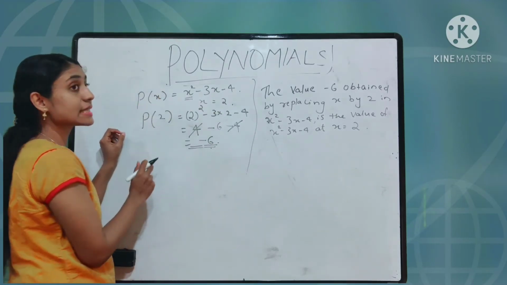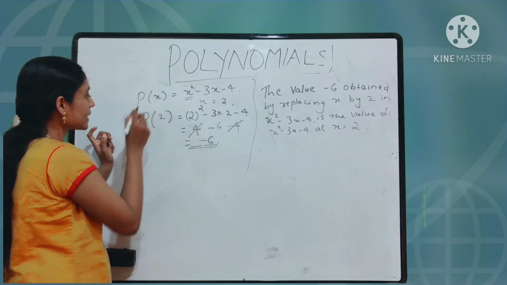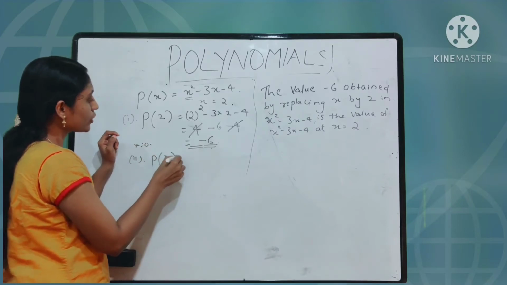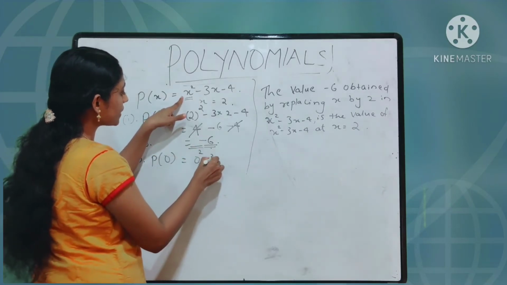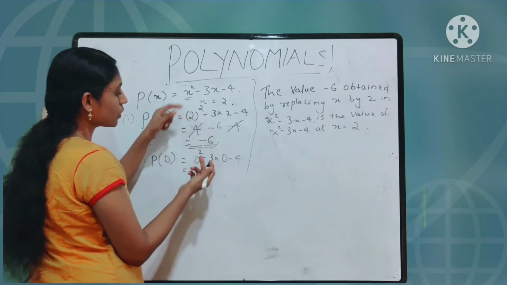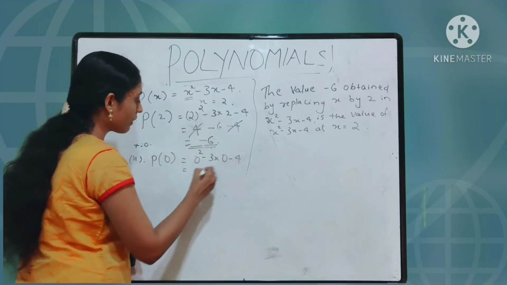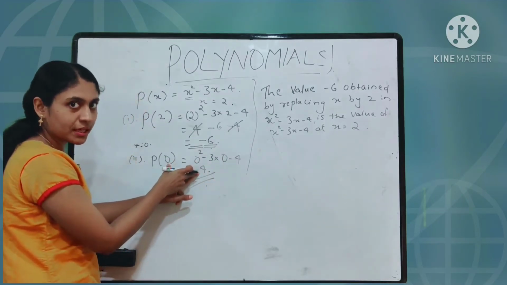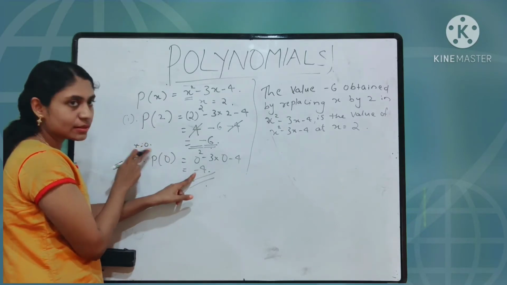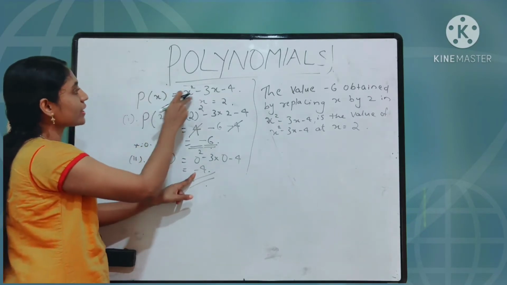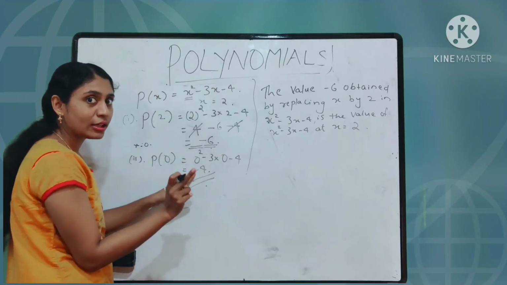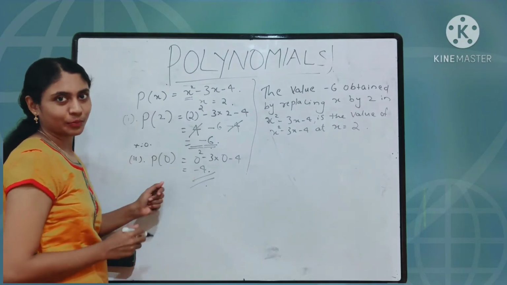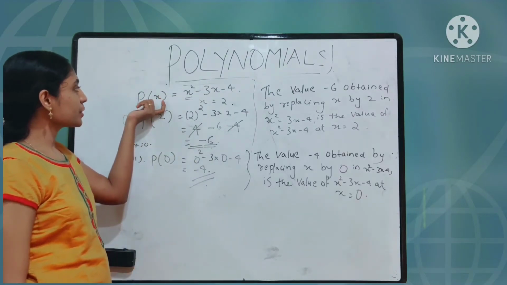Consider another example. First we substituted x as 2. Now second we are going to substitute x is equal to 0. So p of 0 is equal to 0 square minus 3 into 0 minus 4. 0 square is 0. Minus 3 into 0 is again 0. The value is minus 4. So we can say that the value minus 4 obtained by replacing x by 0 in x square minus 3x minus 4 is the value of x square minus 3x minus 4 at x is equal to 0. Got it?